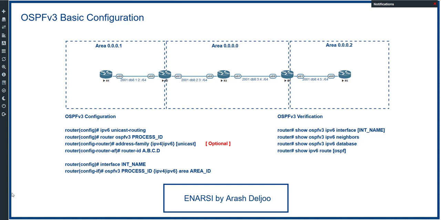OSPF version 3. In this video, we are talking about OSPF version 3, the fundamentals of OSPF version 3, and finally the OSPF version 3 basic configuration and verification. You know that OSPF version 3 was initially developed for IPv6 routing, but in the next version of OSPF version 3, we have this capability for routing both IPv4 and IPv6 address families.